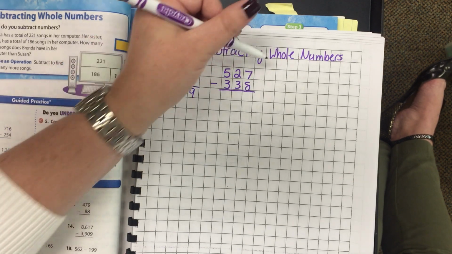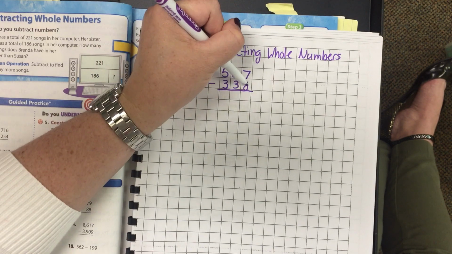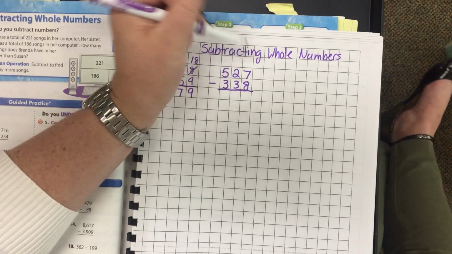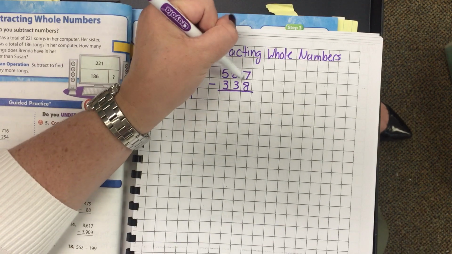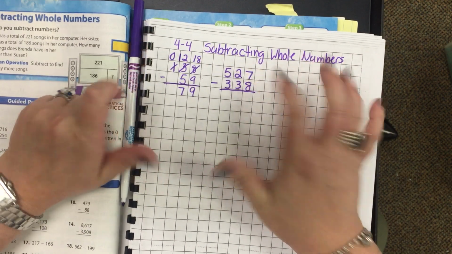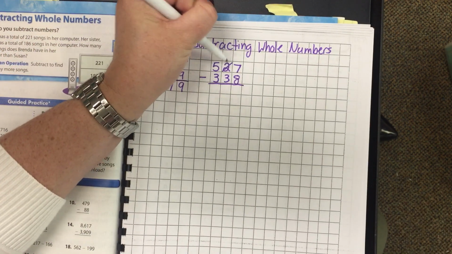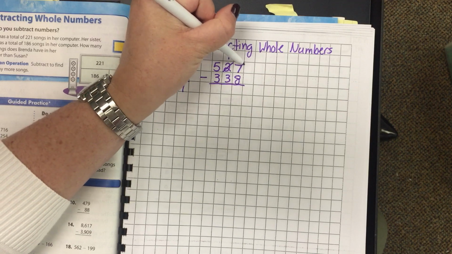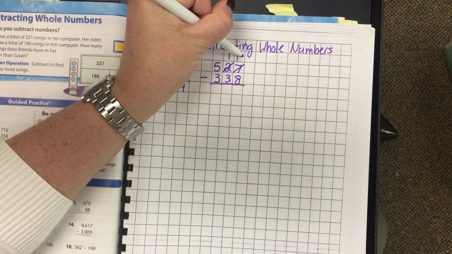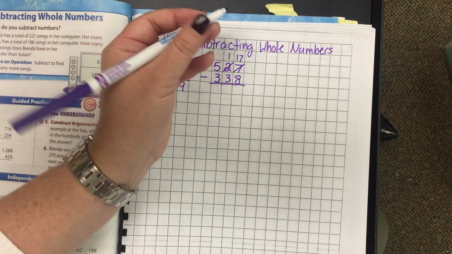More on top or more on the floor? More on the floor. 8 is bigger than 7. Can I take 8 from 7? If I have 7, can I take 8 away? No. So I have to go and borrow. I cross off that 2, put a 1. Cross off that 7, make it a 17. 17 minus 8?